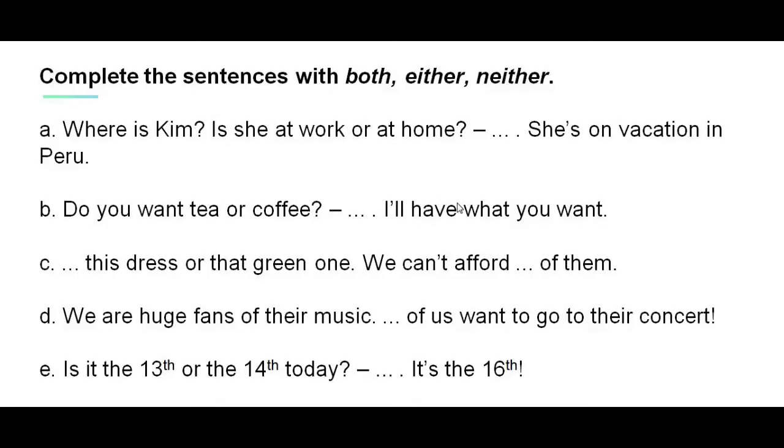And now, it's time for you to practice on your own. Read the following sentences and complete them with both, either, or neither. A. Where is Kim? Is she at work or at home? She's on vacation in Peru. B. Do you want tea or coffee? I'll have what you want.